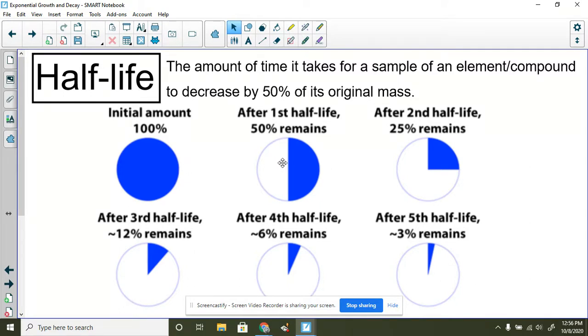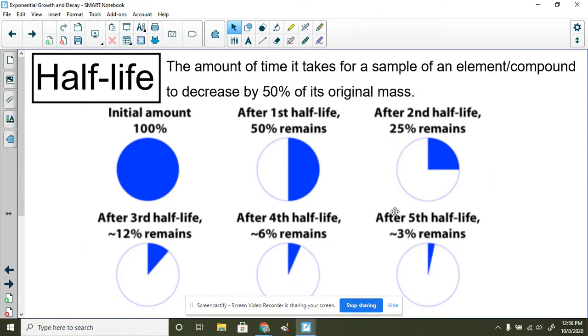And after another full half-life period, you have half of what that amount was. And then you have half of what that amount was. And then you have half of what that amount was. So you see it go from 100 to 50 to 25 to approximately 12, but really 12.5%, to 6.25, to 3.125, and so on.